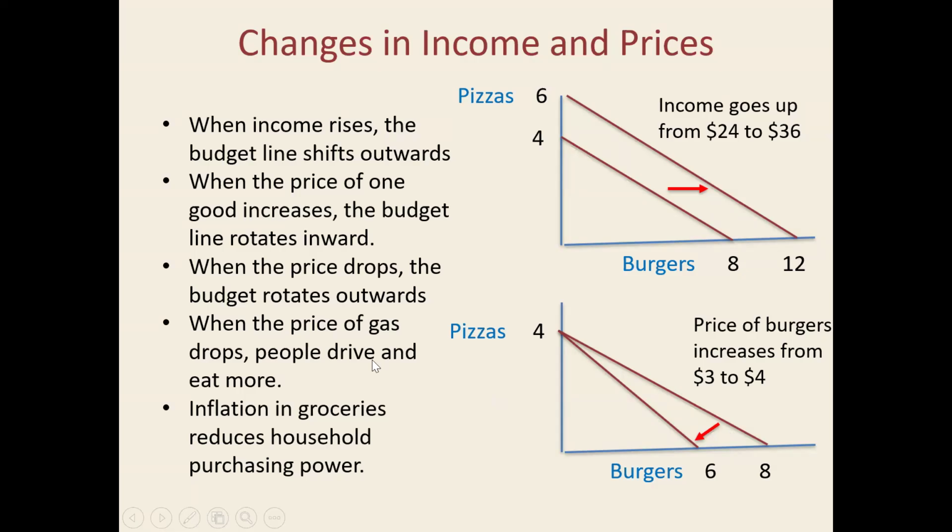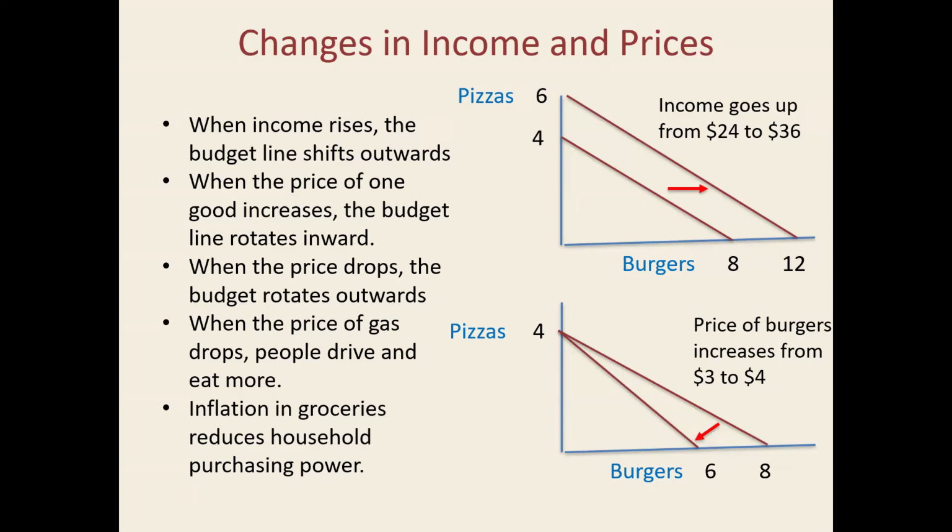When the price of gas drops, for example, people drive and eat more. So we need to recognize that a decrease in the price of one good, for example, a decrease in the price of burgers, makes burgers more affordable, but it also releases some money we can use to buy other goods. Whereas an increase in the price of a product, particularly something we need, like gasoline, will constrain us and reduce our ability to buy all goods.